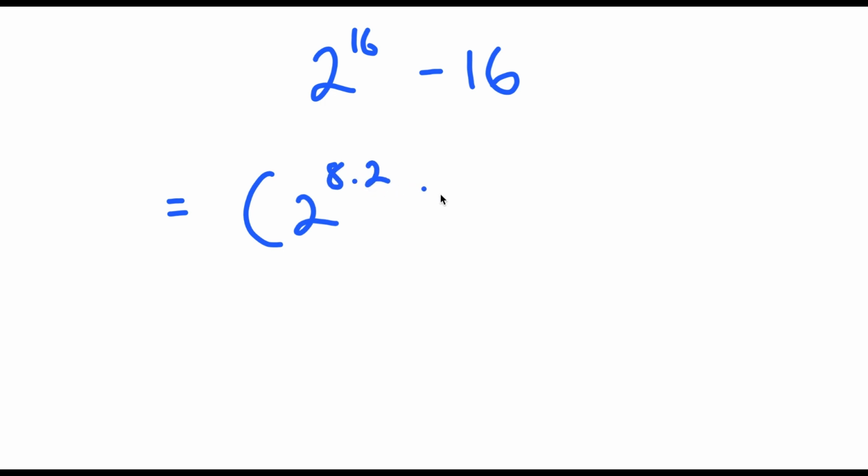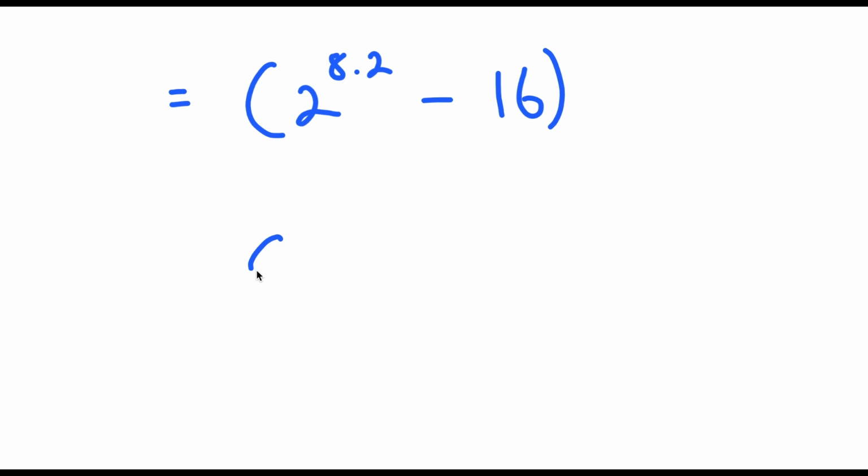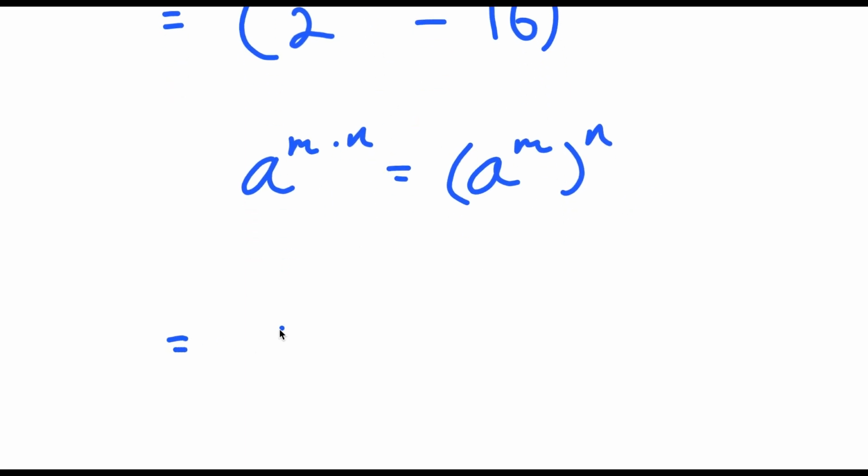Alright, so in this video, I'm going to be solving the problem 2 to the power of 16 minus 16. So to solve this, I'm going to first start by rewriting this as 2 to the power of 8 times 2 minus 16. And if I have something in the form a to the power of m times n, this is equal to a to the power of m, to the power of n. So this turns into 2 to the power of 8, to the power of 2 minus 16, which is 4 squared.